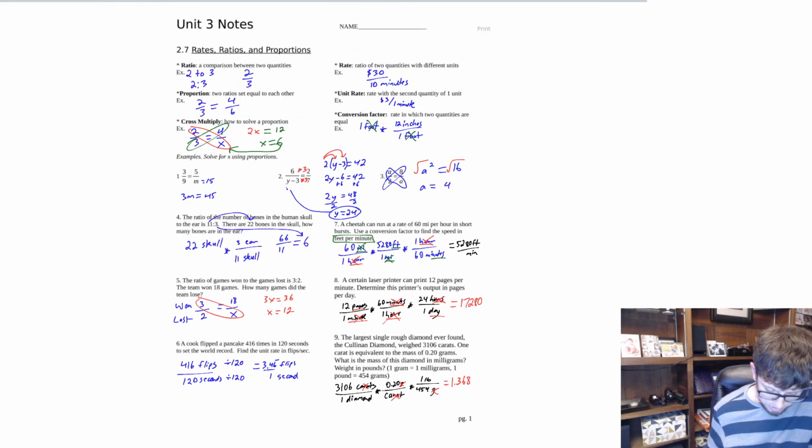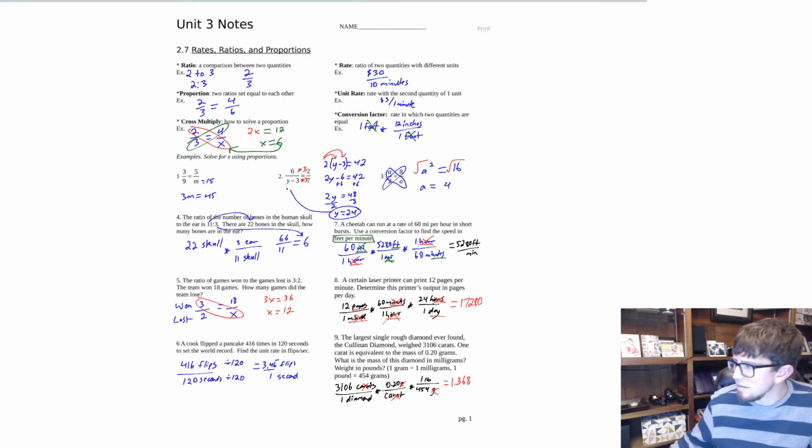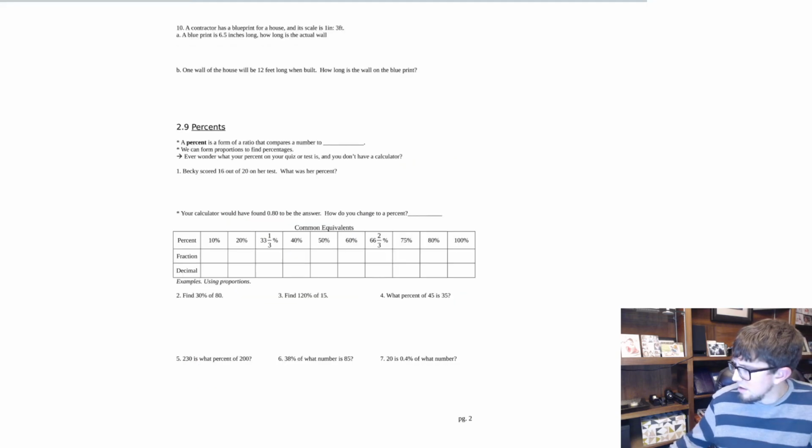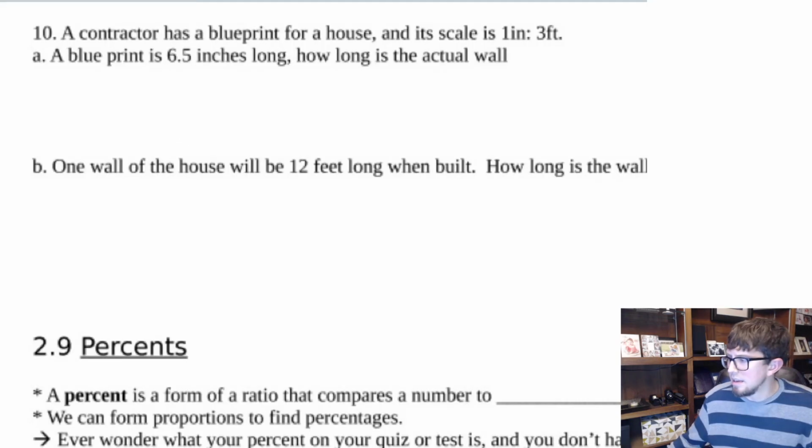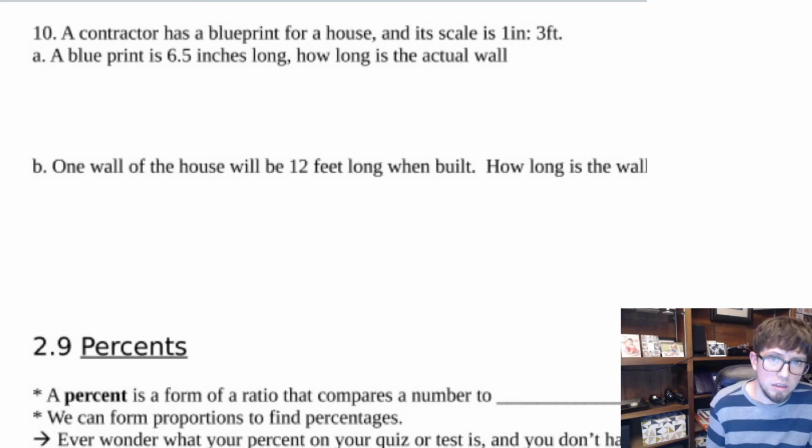Those are all the notes on the first section about rates. Nope, actually there's 2 more. A contractor has a blueprint for a house and its scale is 1 inch per 3 feet. If the blueprint is 6.5 inches long, how long is the actual wall?